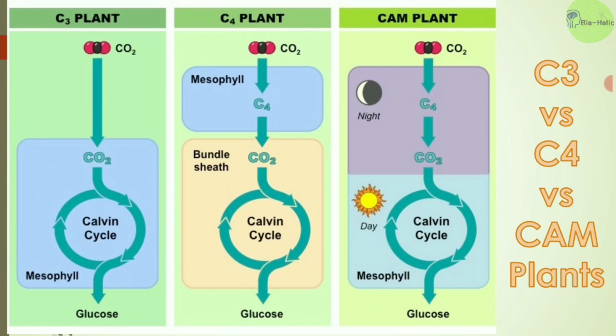Now here you can see the comparisons between C3, C4 and CAM plants. In C3 plants there are only mesophyll cells. In C4 plants there are both mesophyll cells and bundle sheath cells. And in CAM plants, though there are only mesophyll cells, there are two phases that occur during day and during night.